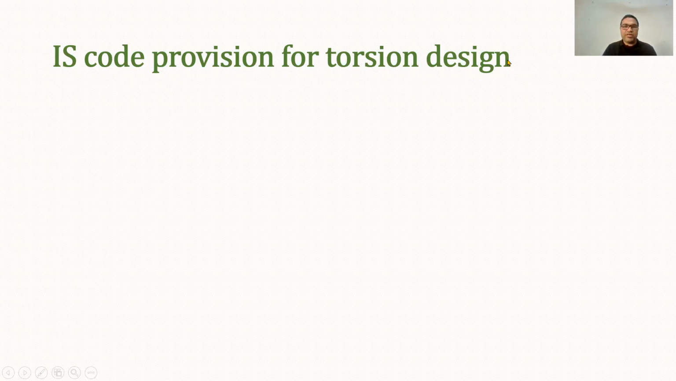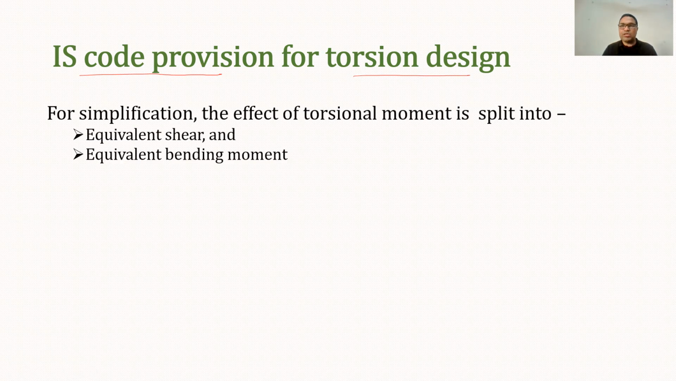Hello, welcome back. So in this part and the next part, we will be discussing the IS code provisions for the torsional design. Before we talk about it, there are two terms that will be used in the IS code design. One is the equivalent shear and the second one is the equivalent bending moment.